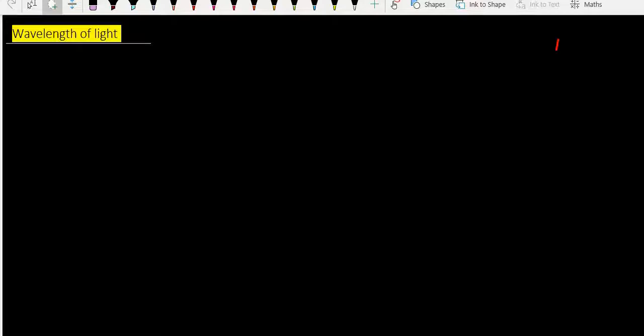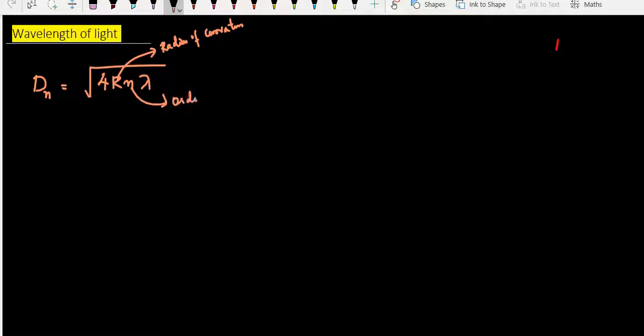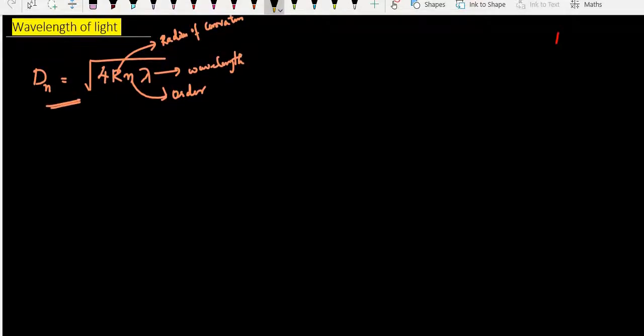We have the general equation for the diameter of the dark ring, which is given by Dn equal to root of 4RN lambda. That is the equation for the diameter of the nth dark ring. R is the radius of curvature of the lens, n is the order, and lambda is the wavelength. So this is the general equation for the nth dark ring.